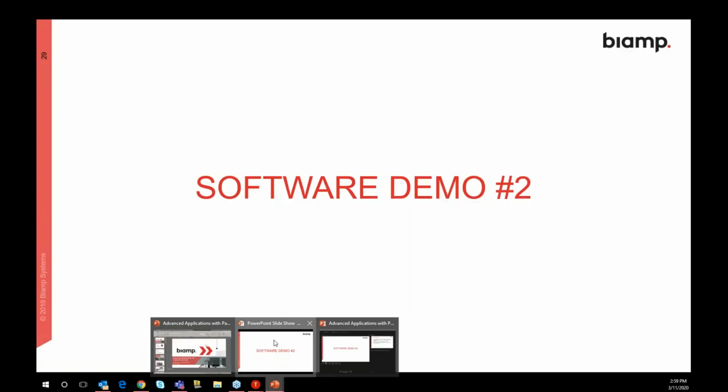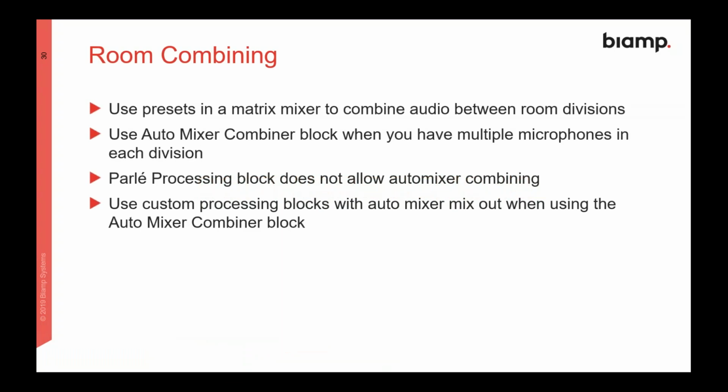So let's jump back here for a quick recap. When you're doing room combining, you want to use presets in your matrix mixer and room combiner to combine and divide rooms typically. The auto mixer combiner block, you definitely want to use if you have more than 2 microphones in each room division. I've definitely also seen rooms that didn't require the auto mixer combiner. They may have only had 1 microphone array in each room, and it was a well-behaved room. And again, the combiner may not gain you any noticeable improvements if you're just doing it with 2 microphones.